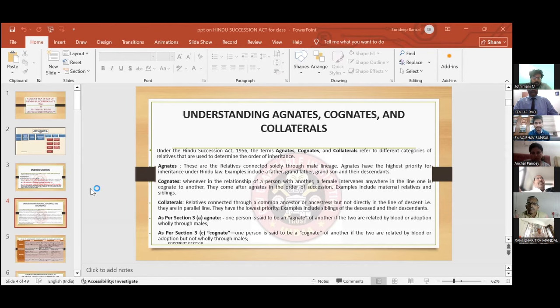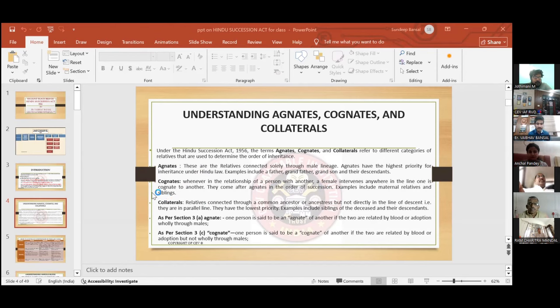Now cognates. Whenever in the relationship of a person with another, a female intervenes anywhere in the line, one is cognate to another. In agnates, the relationship is wholly through males, but in cognates, anywhere in the line, a female intervenes. So whenever a female intervenes anywhere in the line of succession, they are said to be cognates. They come after agnates in the order of succession. Examples include maternal relatives and siblings.